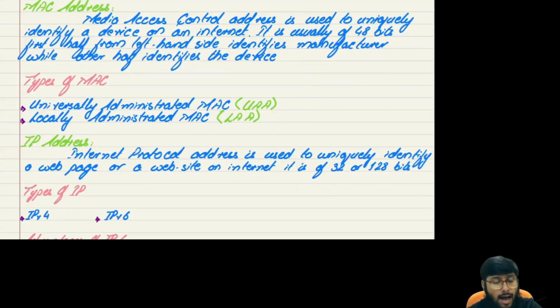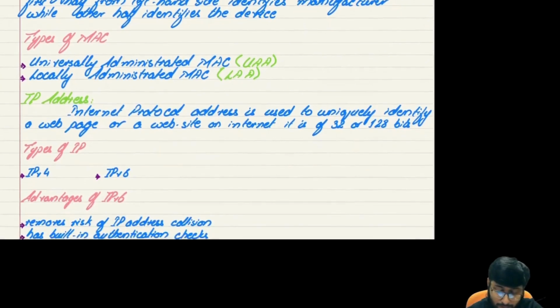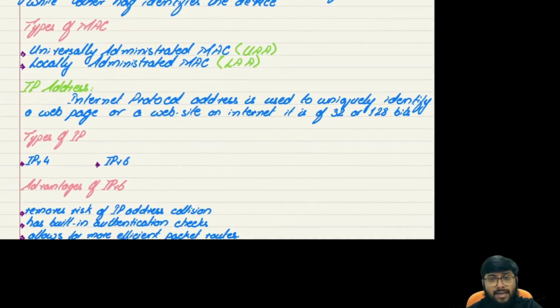Coming towards the IP address. IP stands for Internet Protocol address. It is also utilized to uniquely identify, so till here it's the same. The MAC address was utilized to identify a device, but the IP is utilized to identify a website or a web page on the internet.